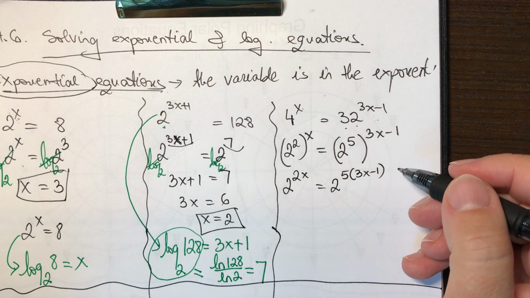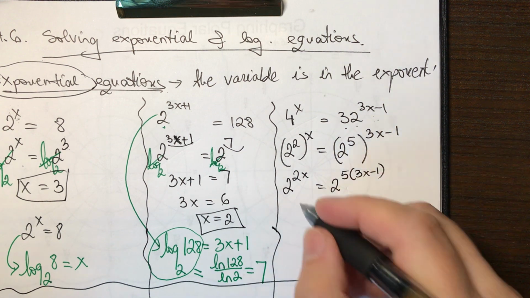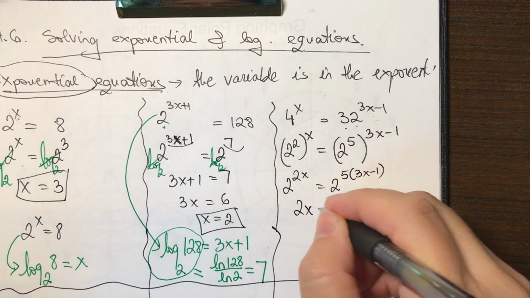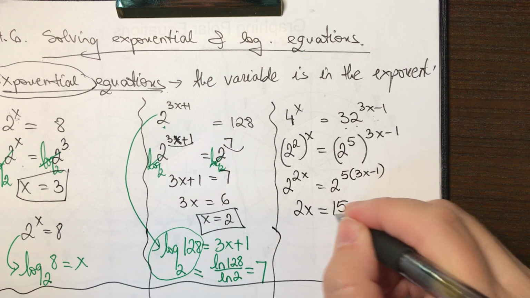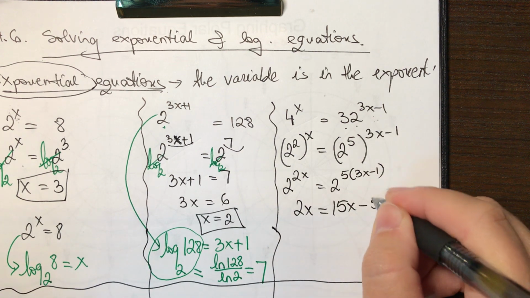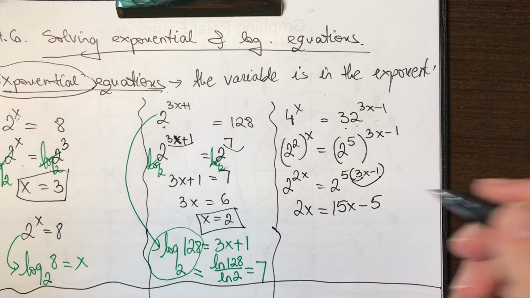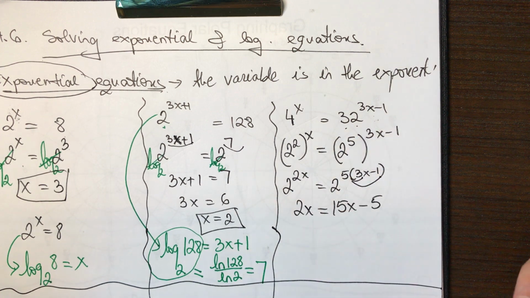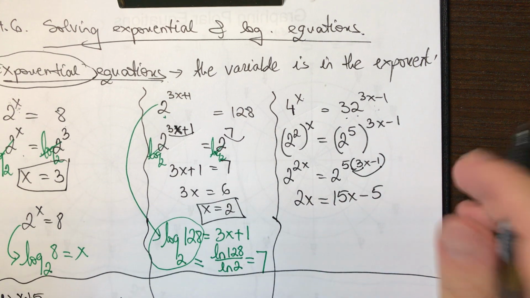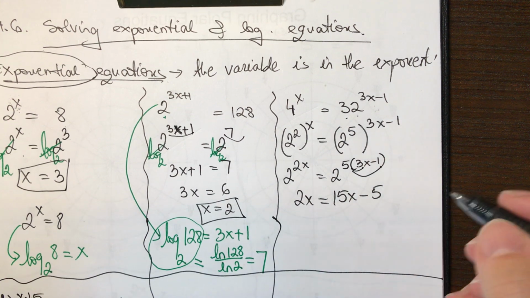All right, and we're back in business. The bases are the same. They will just cancel out. I might as well distribute already. So that's a 15x minus 5, right? So the bases are the same, so the exponents have to be the same as well. And there you go. Now it's just a linear equation.